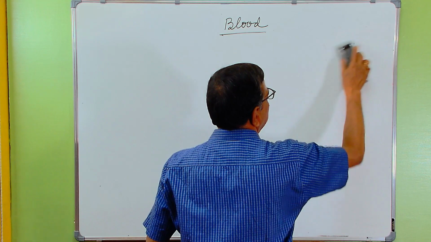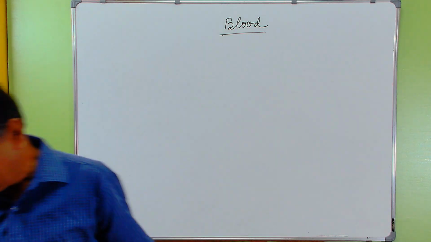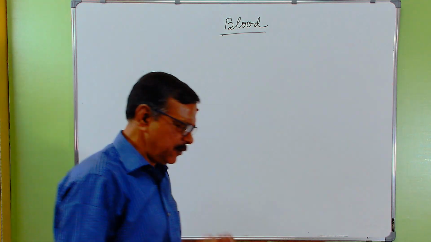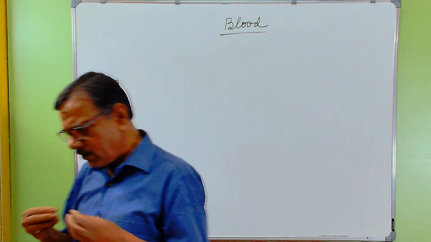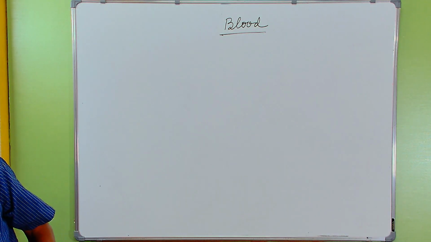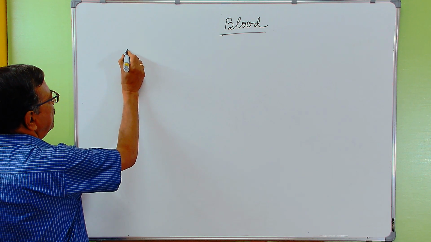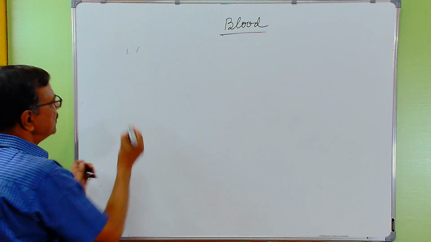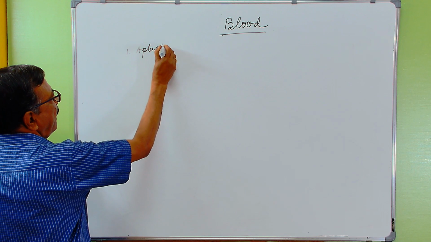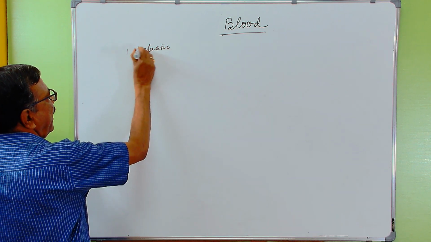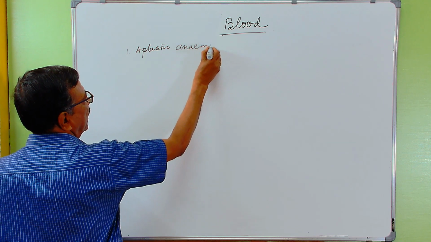Anemia. First, what is anemia? It relates to RBC. Either there is no RBC, or there is defective RBC, so many things are there. First, I will talk about aplastic anemia. Number one is aplastic anemia, A-N-A-E-M-I-A.